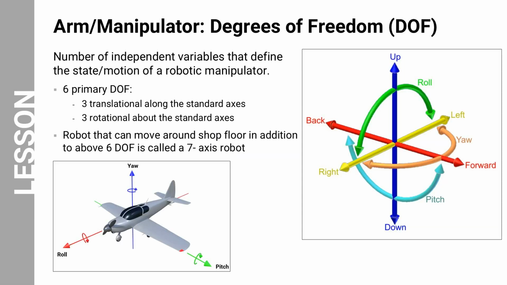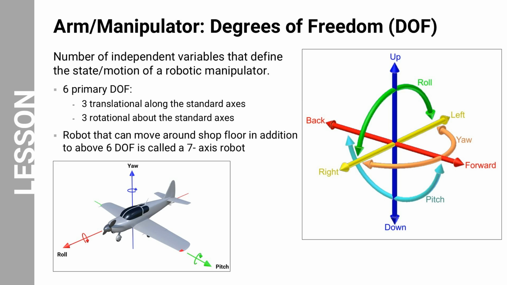Let's look at the degrees of freedom, abbreviated as DOF, a concept that was mentioned earlier. DOF refers to the number of independent variables that define a robot's state. Generally, in practice, there are 6 fundamental DOF: 3 translational and 3 rotational. Translational DOF encompasses movement along 3 axes: left and right, forward and backward, and up and down. Rotational DOF involve rotation around 3 axes.